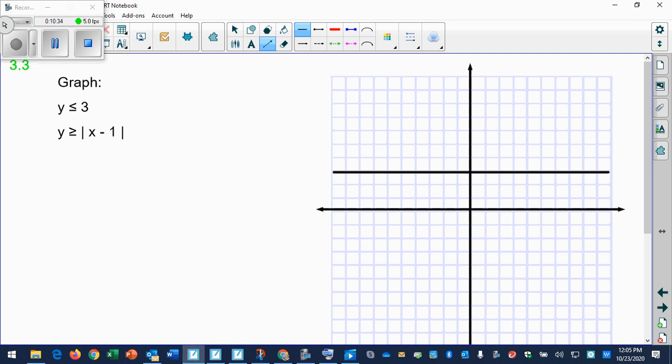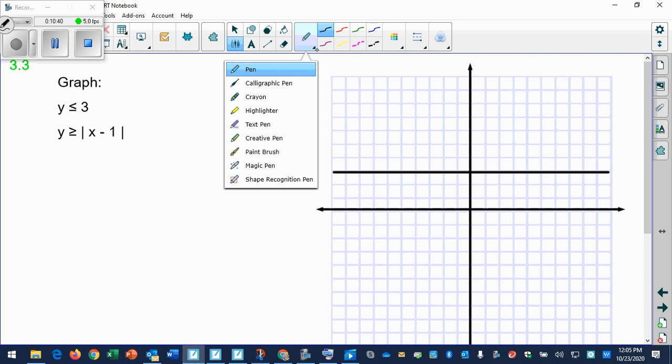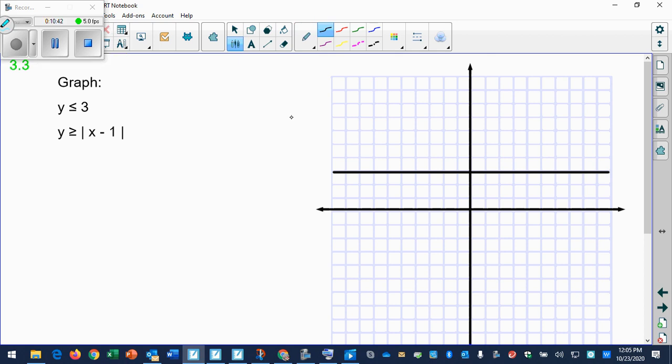So where do I shade? Do I shade above or below that line? Where do I shade, guys? Below. I'm going to use yellow, but it's freezing again.